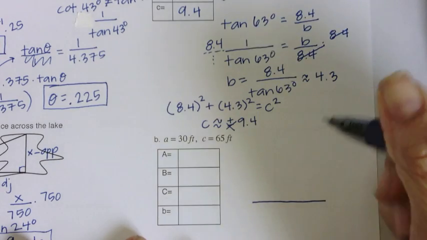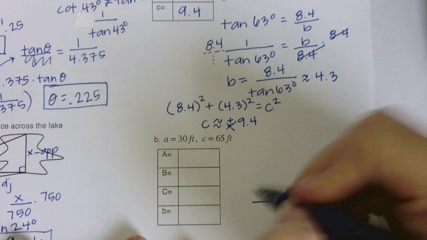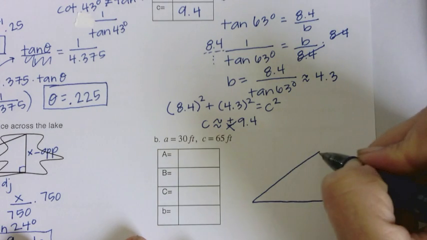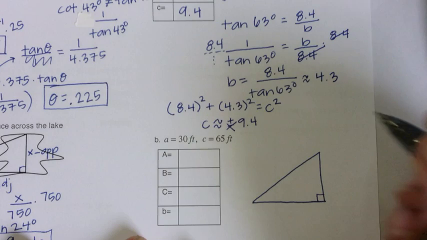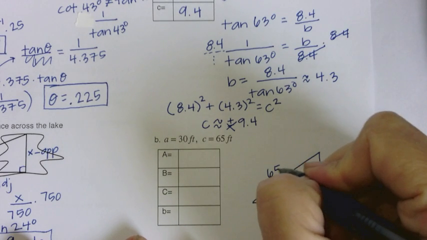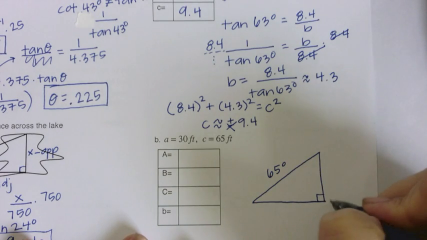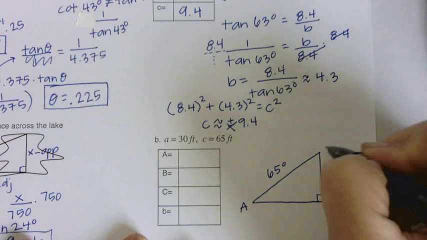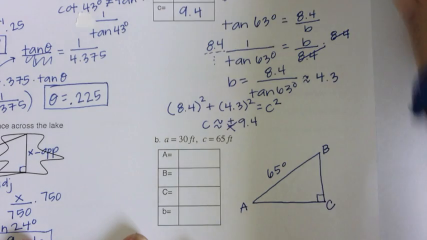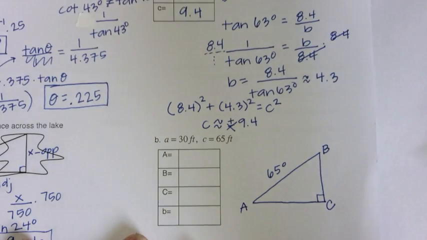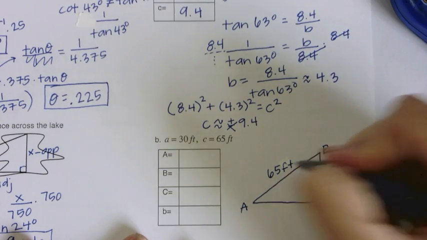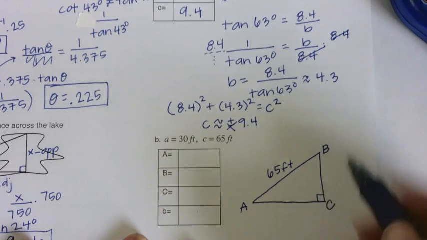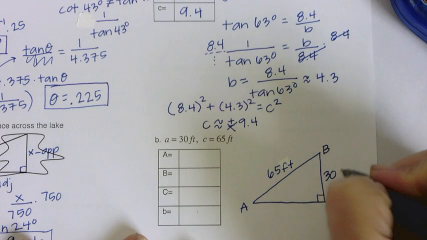What you're going to do is you actually only have two sides. You don't have an angle. So how are you going to do that? It's the same thing over and over again. It's trig ratios. So this is angle C, angle A, angle B. I put 65 degrees for some weird reason, but it's really 65 feet. And then opposite angle A is side A, so this is 30 feet.